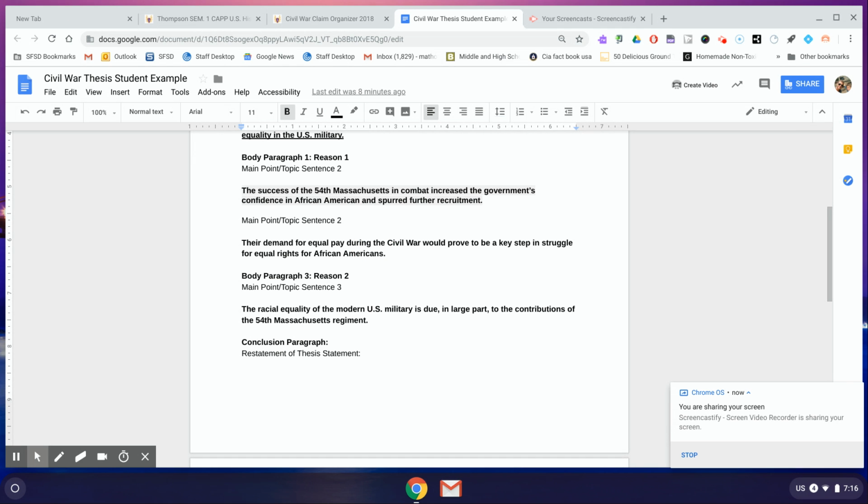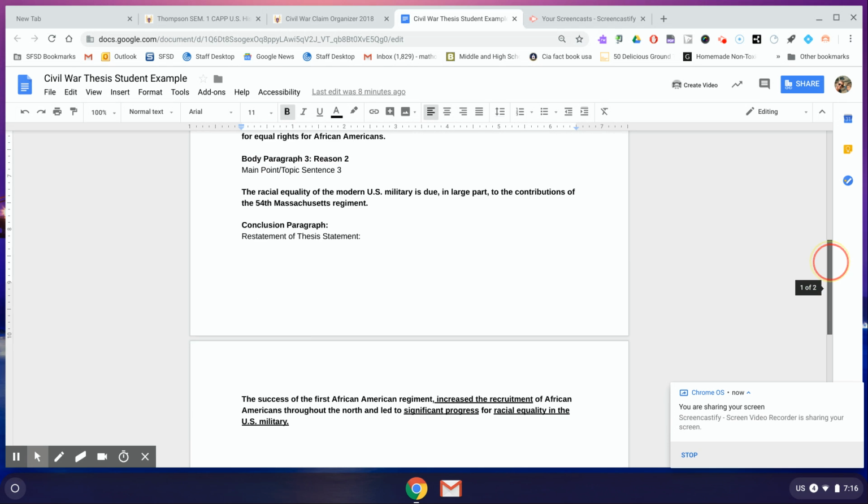My body paragraph three main point, the racial equality of the modern U.S. military is due in large part to the contribution of the 54th Massachusetts Regiment. So nodding to that last part of my thesis. So again, I have those three main ideas here that all come from my thesis statement.